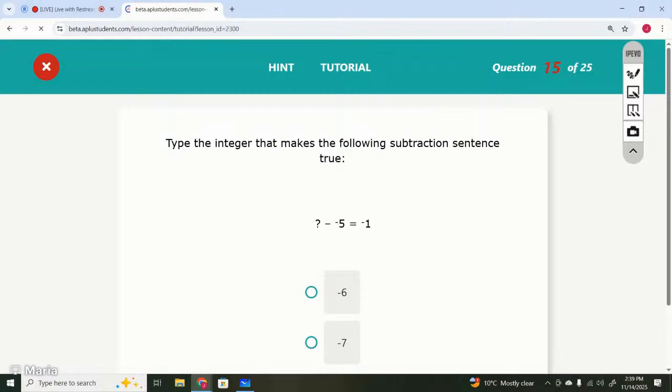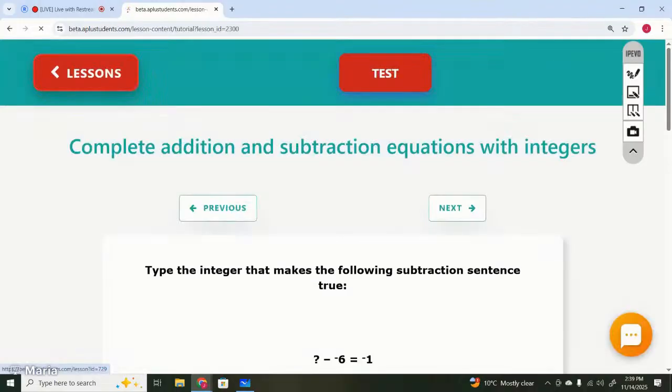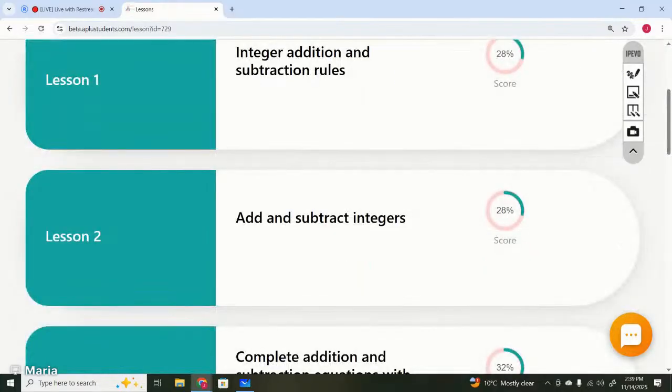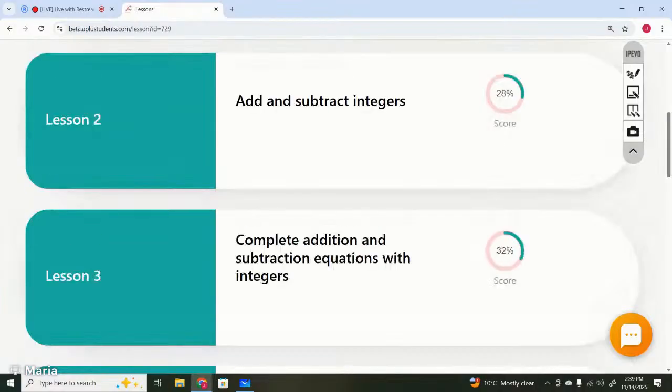So the chapter we were working on is operations with integers. The lessons we have covered today are integer addition and subtraction rules, add and subtract integers, complete addition and subtraction equations with integers. So please make sure before the next session you complete all the practice questions for the lessons we just did. That is your homework until next session.